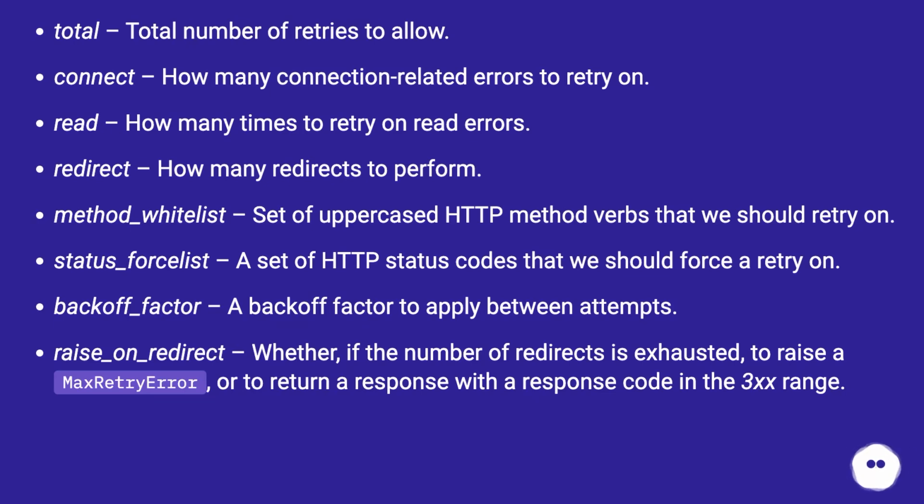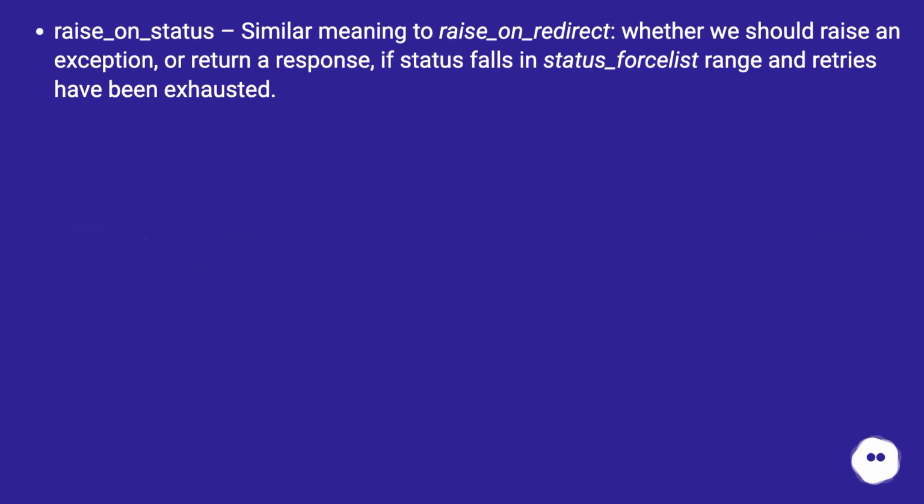Status_forcelist, a set of HTTP status codes that we should force a retry on. Backoff_factor, a backoff factor to apply between attempts. Raise_on_redirect, whether, if the number of redirects is exhausted, to raise a MaxRetryError, or to return a response with a response code in the 3xx range. Raise_on_status, similar meaning to raise_on_redirect, whether we should raise an exception, or return a response, if status falls in status_forcelist range and retries have been exhausted.